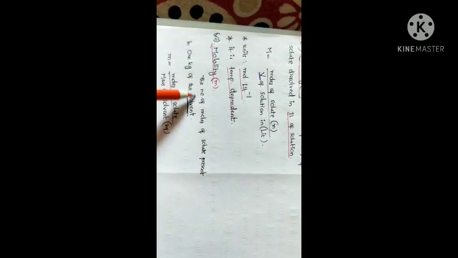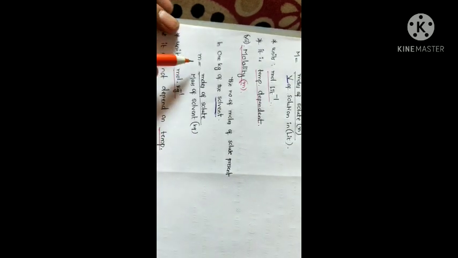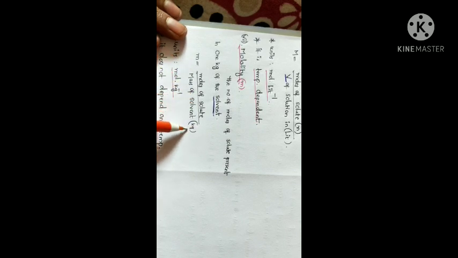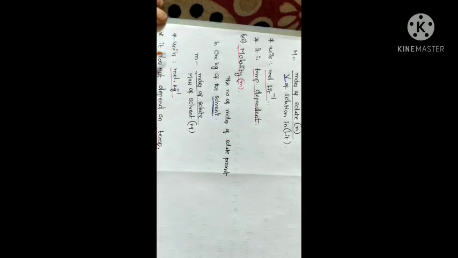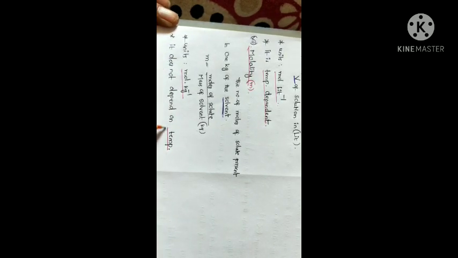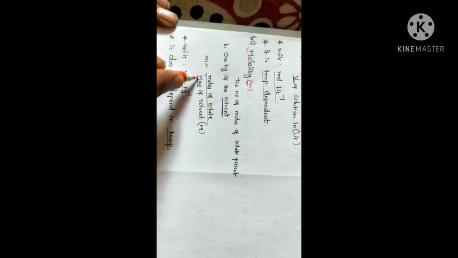Molality. The number of moles of solute present in 1 kg of solvent. It is represented by small m. Moles of solute divided by mass of solvent in kg. So units are moles per kg. It does not depend on temperature because mass does not depend on temperature.